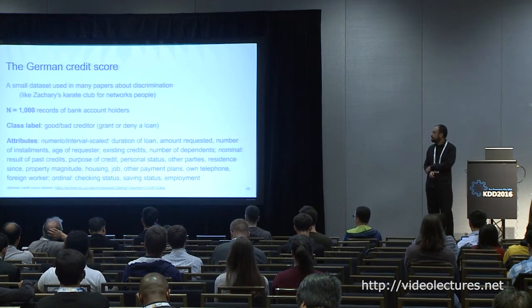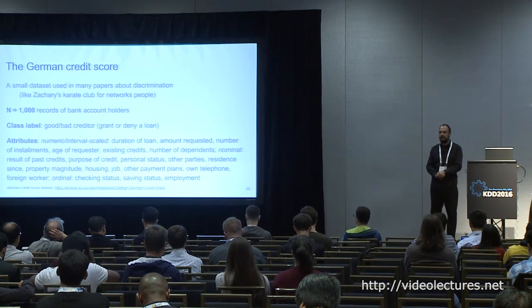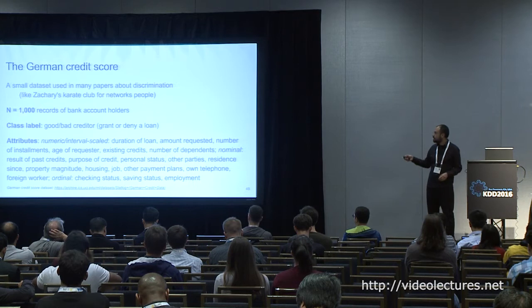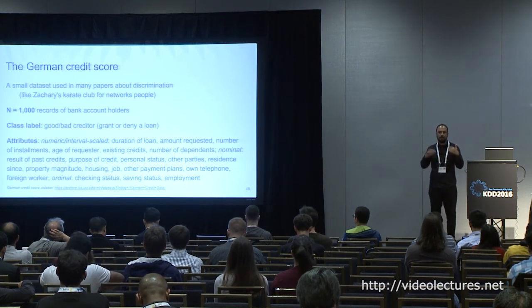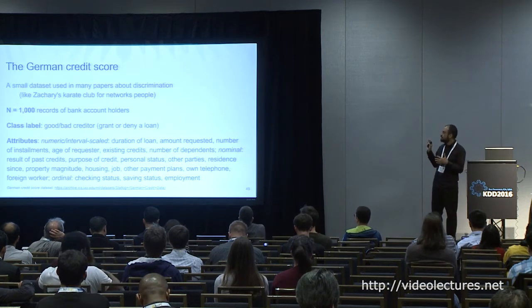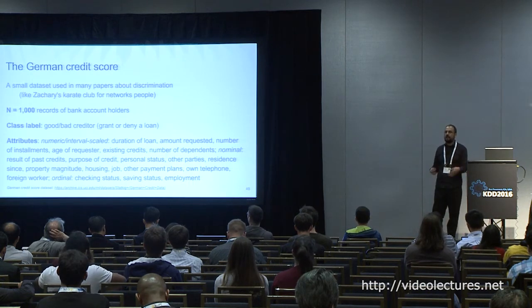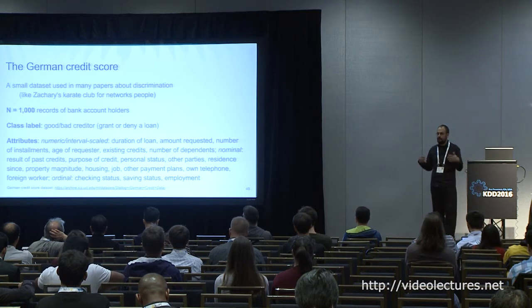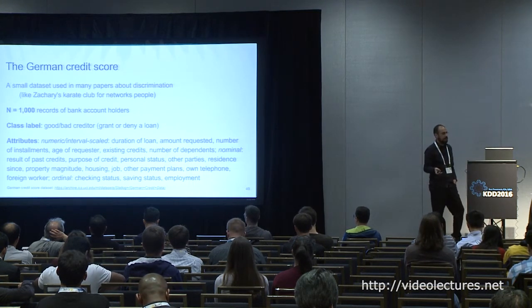And now, just as researchers in networks have Zachary's Karate Club, if you have worked on that, a small network that has been studied over and over and over, so you know a lot of properties about this network. There is this German credit score data set that is basically used as a kind of test bed for a lot of research that does non-discrimination.